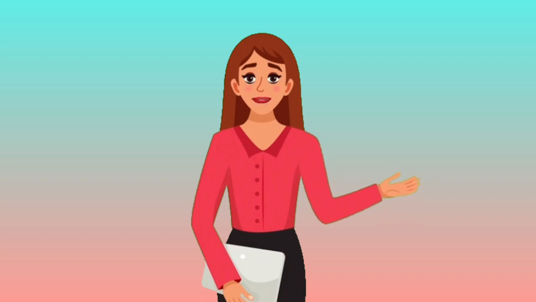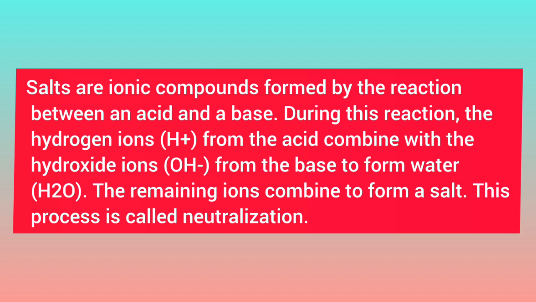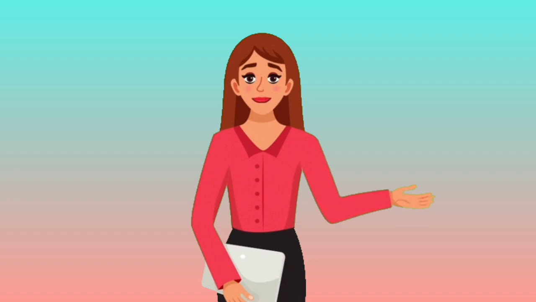Moving on, could you explain the concept of salts and how they are formed? Salts are ionic compounds formed by the reaction between an acid and a base. During this reaction, the hydrogen ions, H+, from the acid combine with the hydroxide ions, OH-, from the base to form water, H2O. The remaining ions combine to form a salt. This process is called neutralization. Thank you for explaining neutralization and the formation of salts.